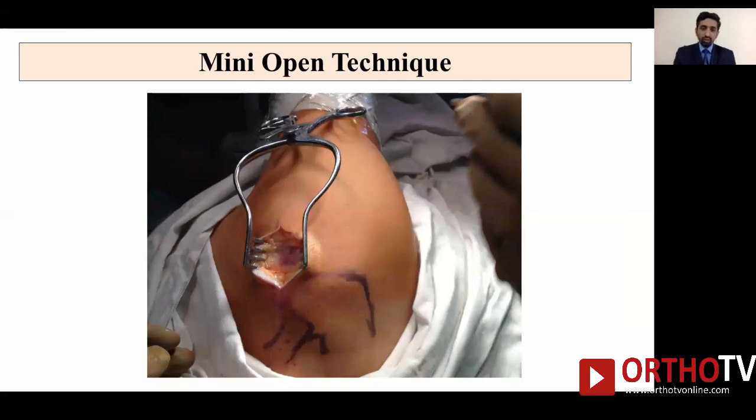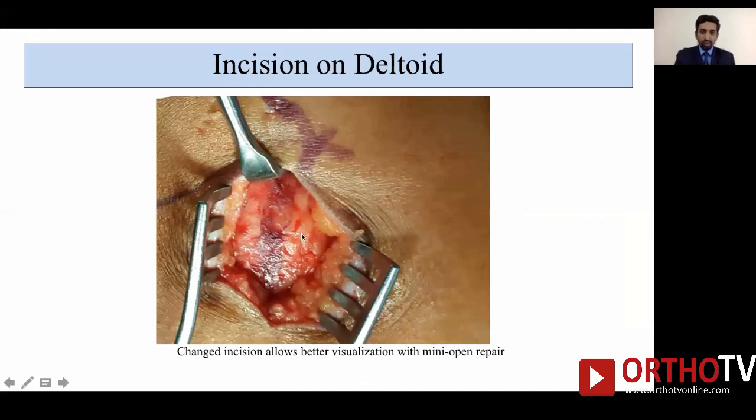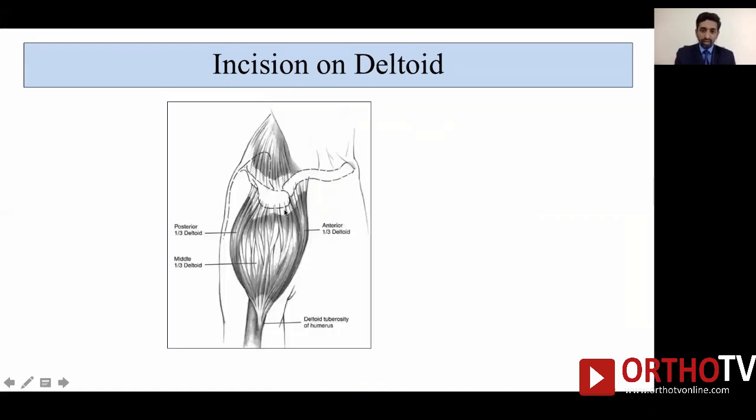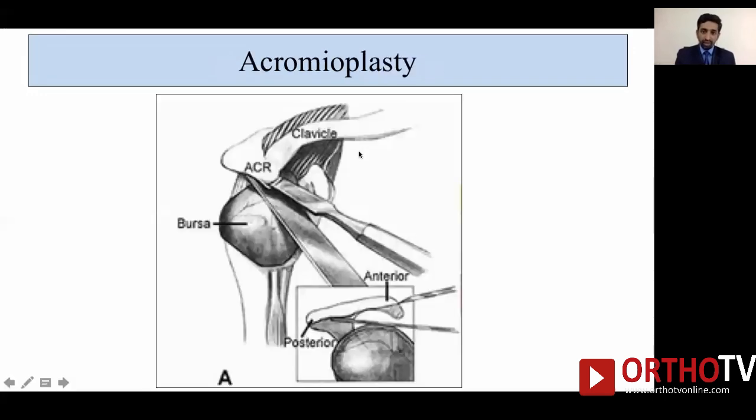Then the skin and subcutaneous tissue are split in the line of the incision, and the underlying deltoid muscle is exposed. We can have a varied amount of deltoid incision. Most of the time we just need to take a vertical incision on the deltoid. If the cuff tear is very large, then we can add a small horizontal limb as well. We develop a raphe between the anterior 1/3 and posterior 2/3 of the deltoid. That's the raphe, and we split it in line with the fibers.